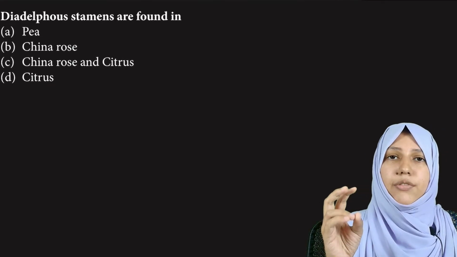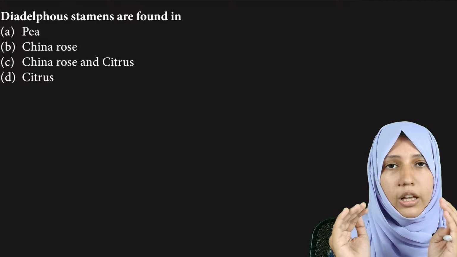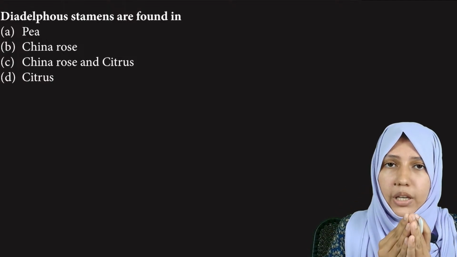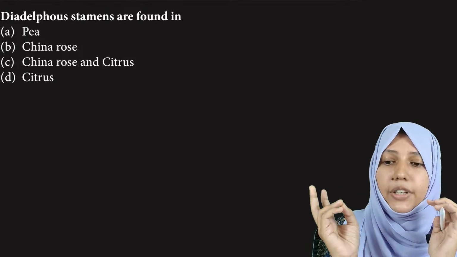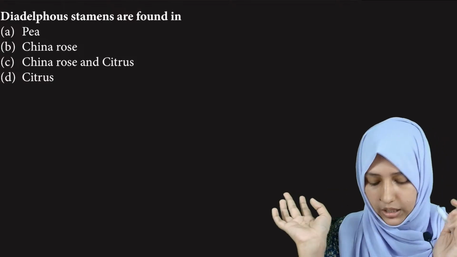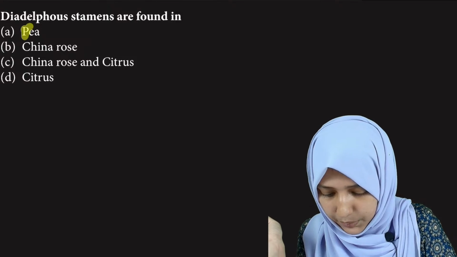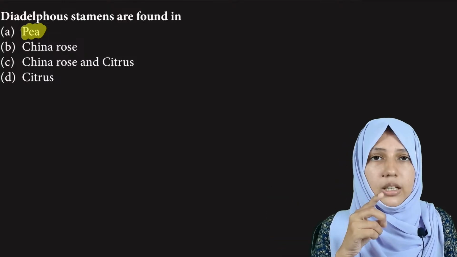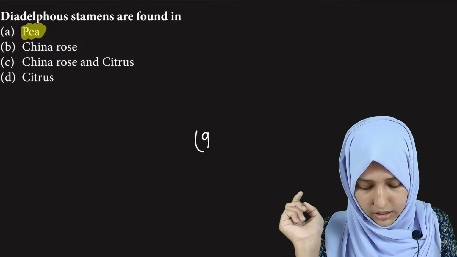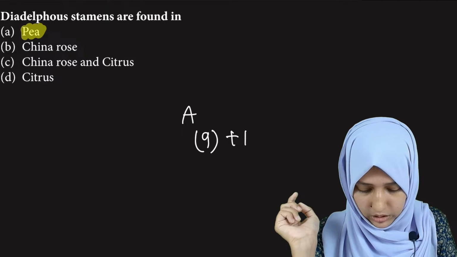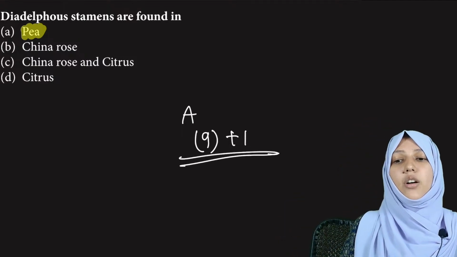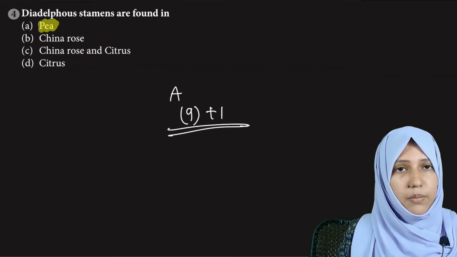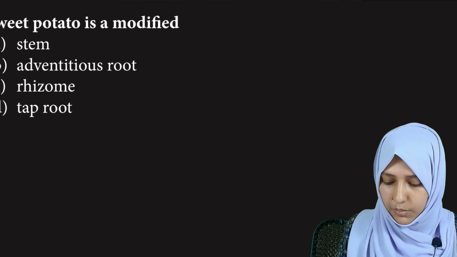Diadelphous. What do you mean by diadelphous? Monoadelphous means just a single group of stamens, a single bundle of stamens. If diadelphous, two bundles of stamens are present, and it is present in pea. In pea two bundles are present, represented as 9 fused plus 1. So this is the androecium formula for pea, family Fabaceae. Clear?